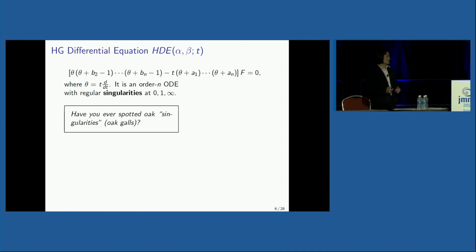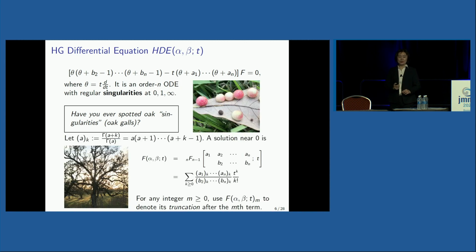So I will ask you, have you ever spotted any oak singularities? Or they are also called oak galls. So let me show you a picture. They are really, really very regular and smooth. And anyway, let's move on to the mathematical side.